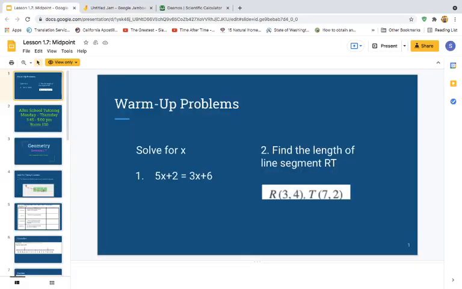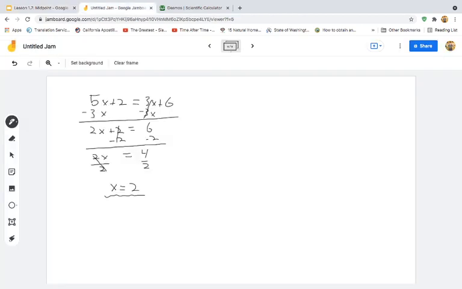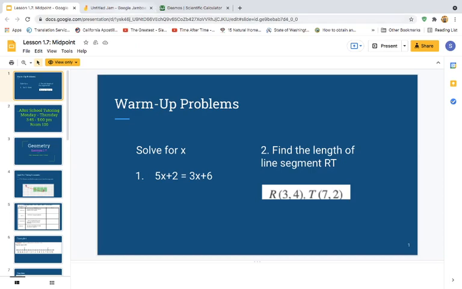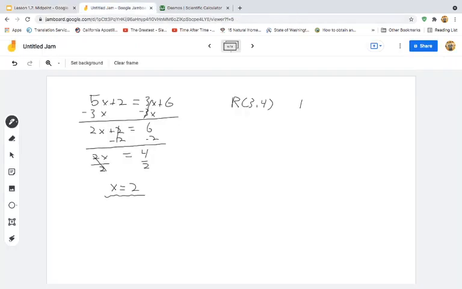That's it. Okay, let's go ahead and do the second one here, which is finding the length, or aka distance, of line segment RT. R is 3, 4, and T is 7, 2. So we'll go ahead and write that down. R is 3, 4. And then T is 7, 2.